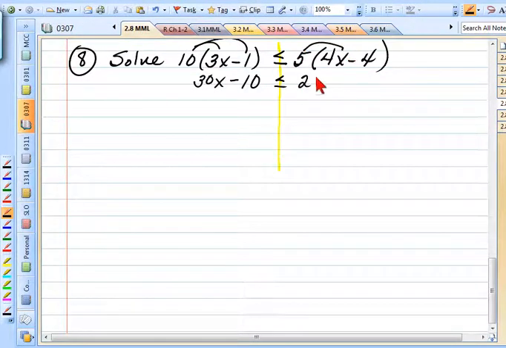What's next? Subtract 20x. Good. Got to get the variables all to one side. So I'm going to subtract 20x on both sides.